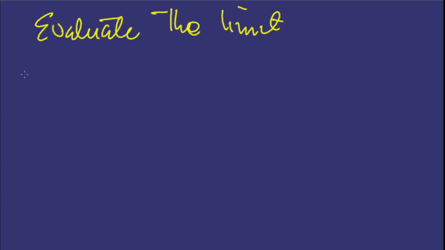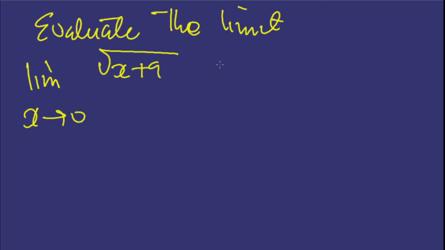So today the function is the limit as x goes to 0 of the square root of x plus 9, minus 3, divided by x. So that's our function. You can pause the video and try it and see if you can solve this. So assuming that you have tried it, let's now do it together.